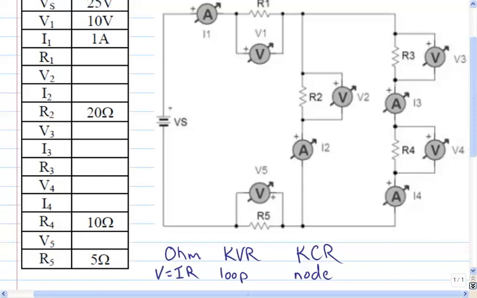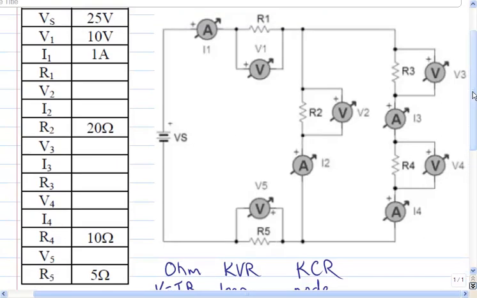So what I would typically do is scan the circuit and look for what I've got. Quickly, I'll just put little check marks beside each one. So I know the voltage source, I know I1, I know V1, I know R2, I know R4, and I know R5. Scanning this, right off, I know two pieces of information about this device here. I know the voltage, I know the current, so I can figure out that resistance.